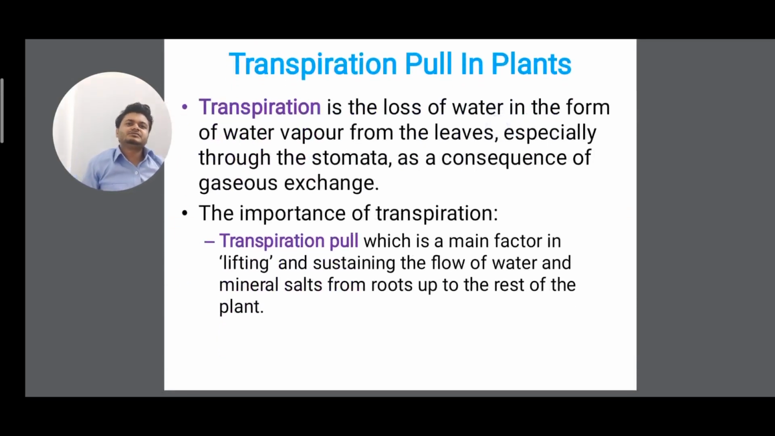Next, see, transpiration pull in plants. So what is the importance of transpiration? Transpiration pull is a main factor in lifting and sustaining the flow of water and mineral salts from the roots up to the rest of the parts of the plant. Clear?